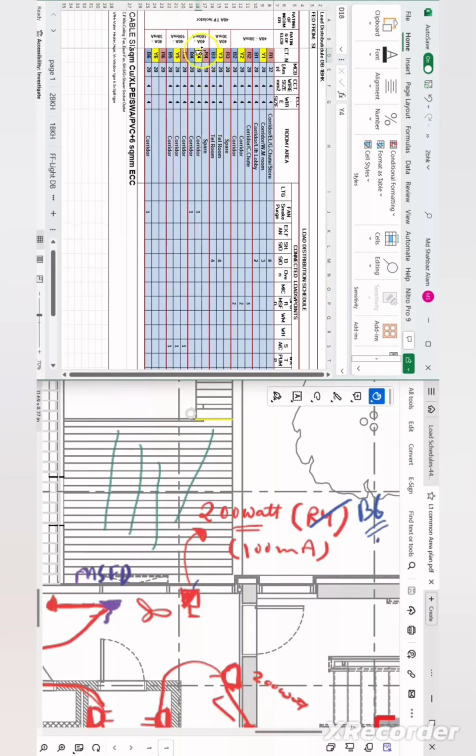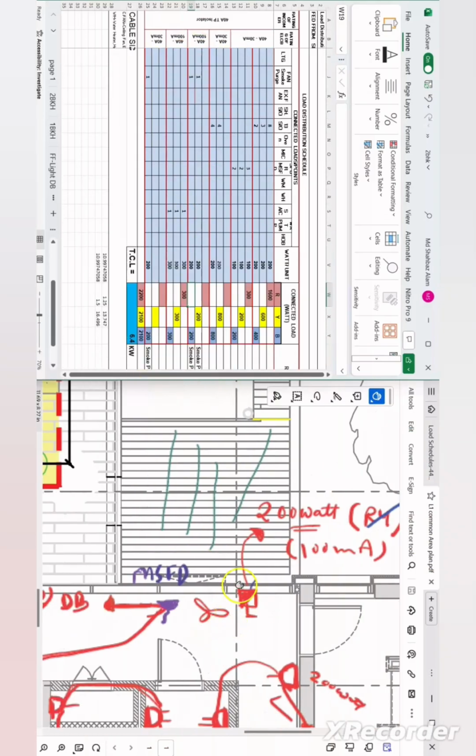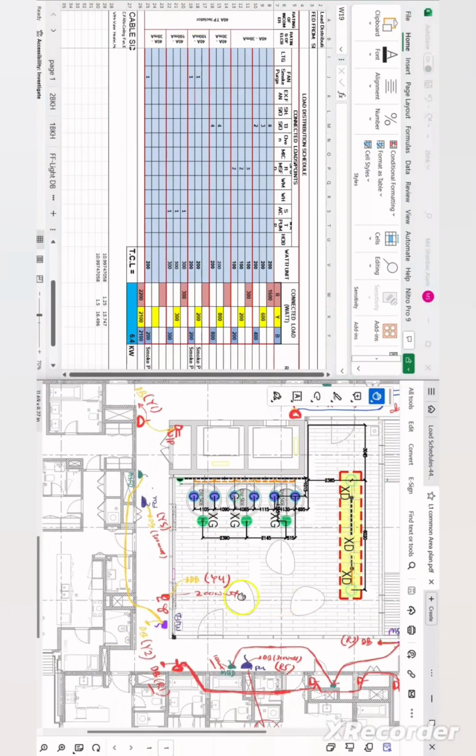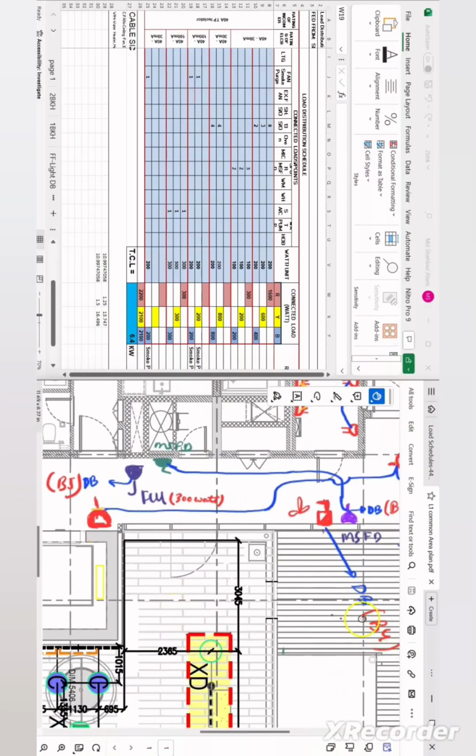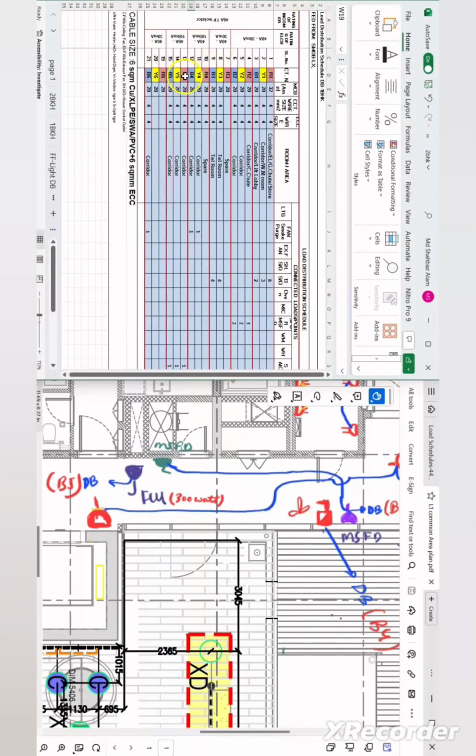In same way for the B4, it is in the corridor and it is again a purging fan, and the total load is 200 watt. If you will see in the layout, here you can see that Y4 is a purging fan and B4 is a purging fan load. Okay, now let us move to the R5 circuit.